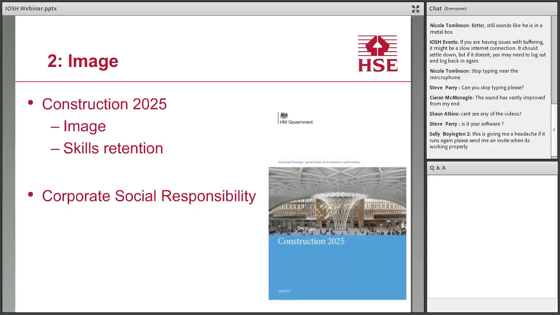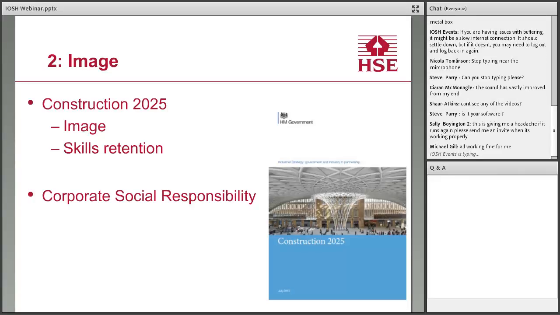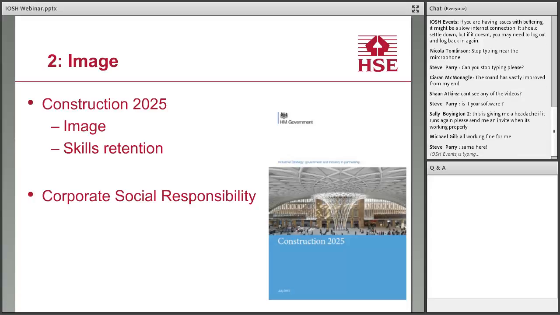Although obviously the health aspect is the HSE's main concern, there are other things to consider as well. The second thing is the image of the industry. The government strategy on the right there, Construction 2025, is the overall strategy for the construction industry, and it recognises that the industry faces a couple of problems. The first is the image of the industry. It doesn't necessarily attract everyone it needs to. There's a skills shortage issue, and there's a skills retention issue. So anything that can be done to improve the image of the construction industry is bound to help that. And an industry that's seen as dirty, dusty, and not very good for your long-term health is not a positive image, so we need to change that.